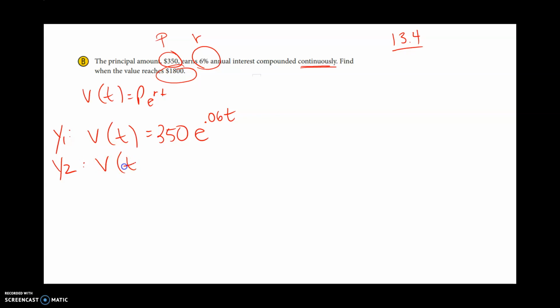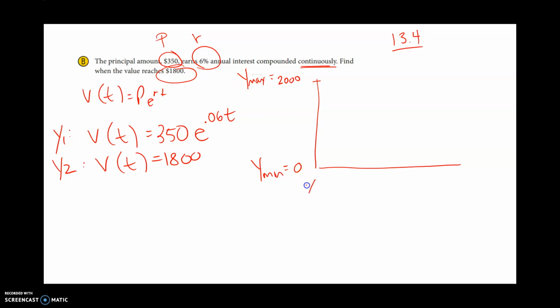So what we've always done is we've graphed a horizontal line at the value we're interested in, and then we look for the intersection. So I'm going to graph this 350 e to the 0.06 t, or x in this case, and I'm going to graph 1800. Now remember, the key here is the window. Right, so I need to know when it gets to 1800. So I'm going to say y min, I'll take y from 0 to 2000. Now x min, I'll put at 0. I'm just going to guess.